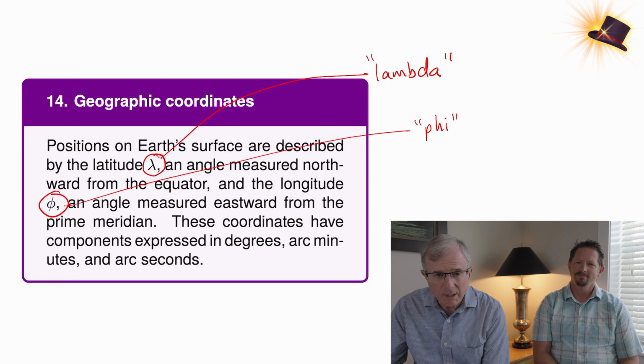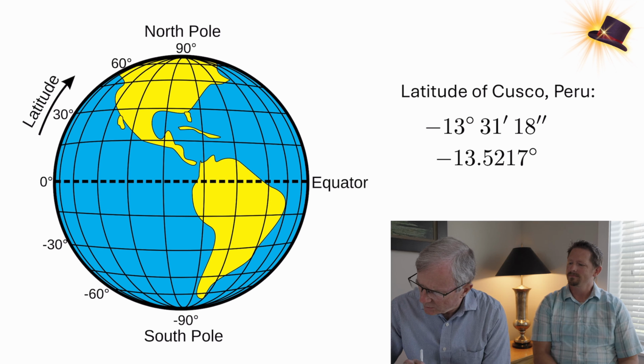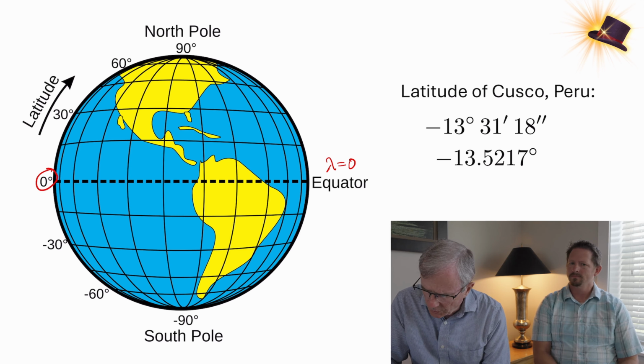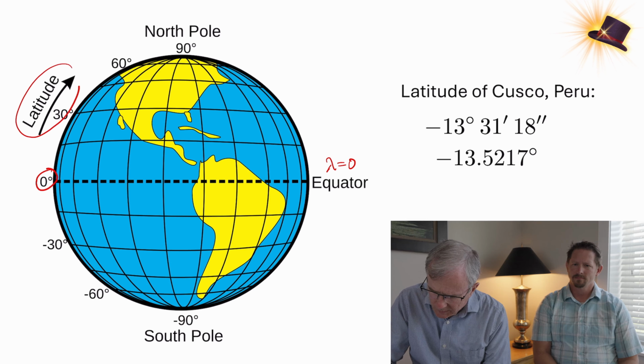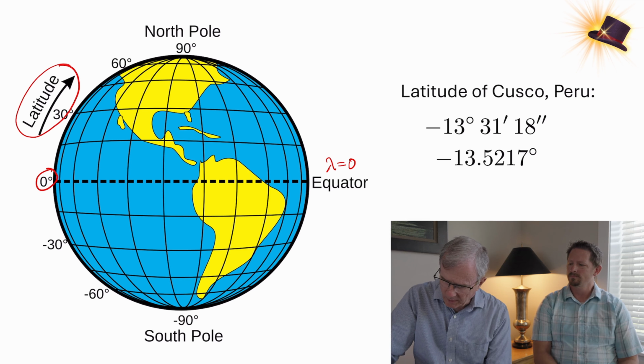Okay, so lambda is an angle measured northward from the equator. So what does that mean? Lambda equals 0, the latitude equals 0 at the equator. So you say that's 0 degrees latitude. It's measured in degrees. And as you're going northward from the equator, you're increasing in positive values of the latitude.